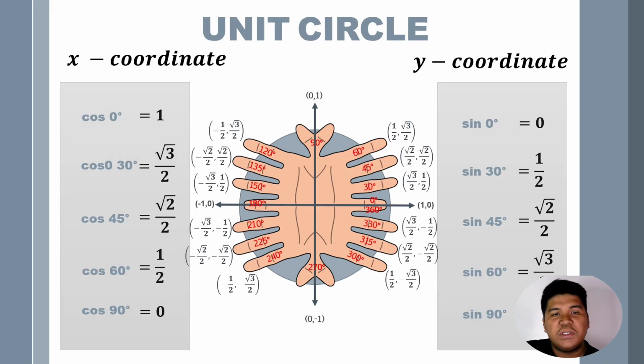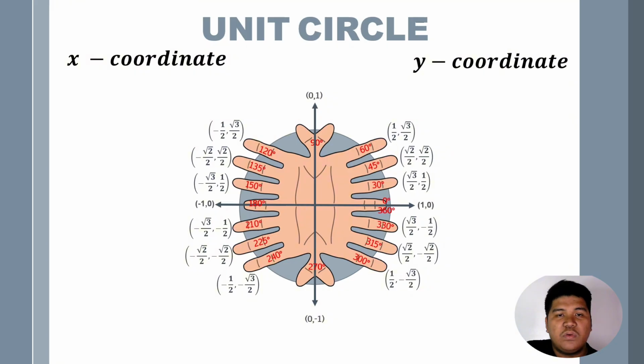So, radian measurement. In the unit circle, one full revolution is equal to 2 pi. Half revolution is equal to pi. 1/4 revolution is equal to pi over 2. And 3/4 revolution is equal to 3 pi over 2. Now let's assign radian measures.